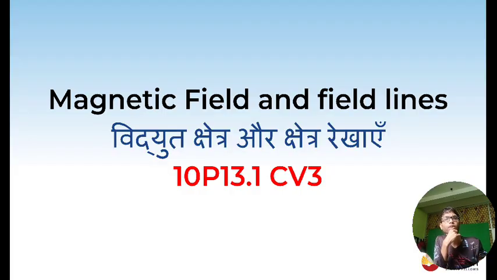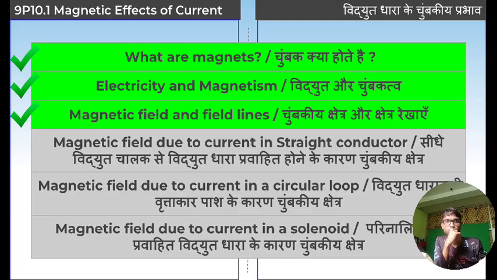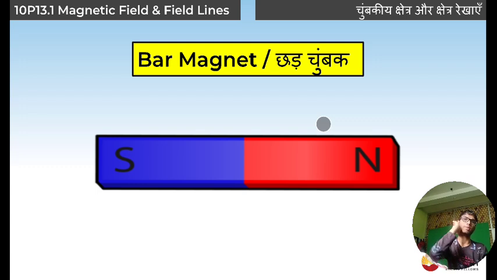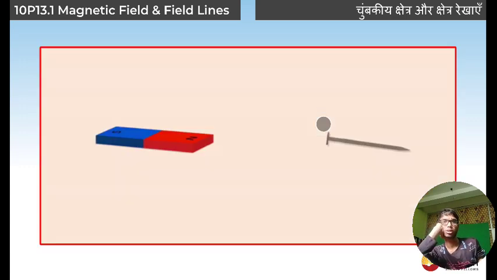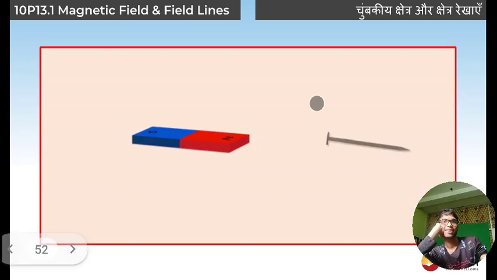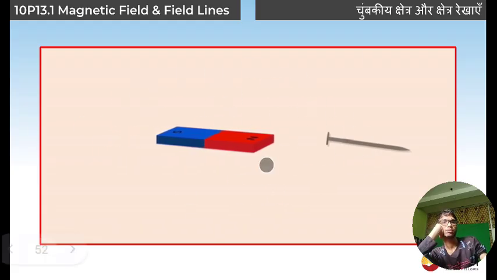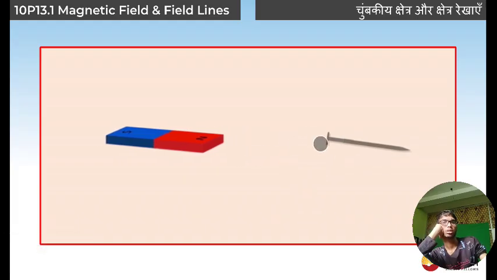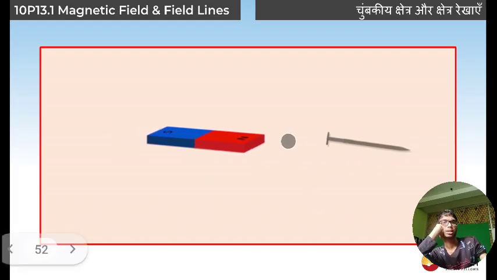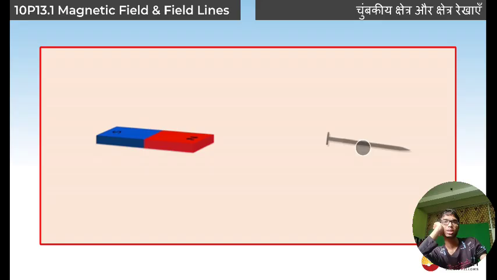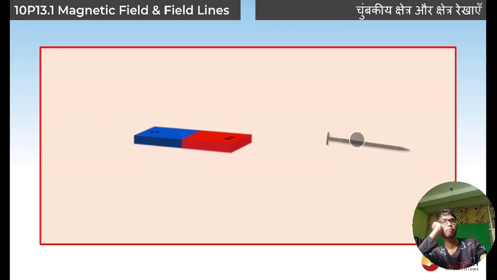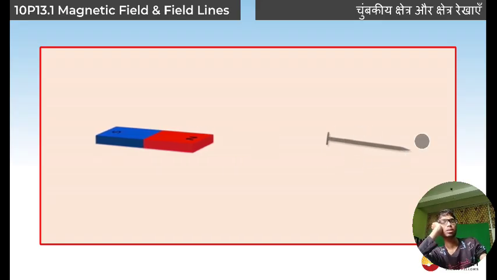Magnetic field and field lines. We are done with this. Now we have this bar magnet. And what else? So let's see. This will be the magnetic field. In this field, both will work. It will be attracted by this because this is not a magnet. It is a needle.